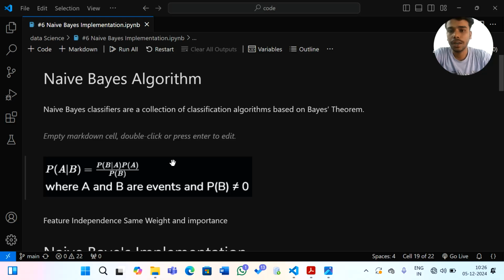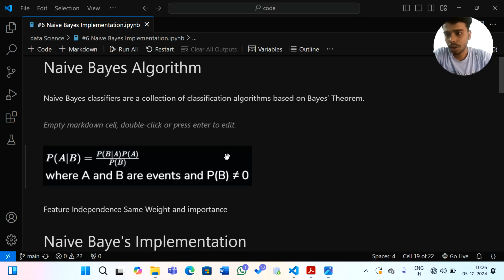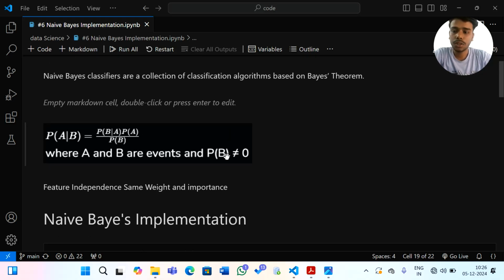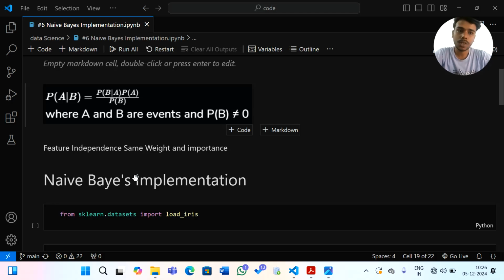Here we also consider that probability of B does not equal 0, and A and B are events occurring concurrently. Two considerations are also taken in this algorithm, that is feature independence. Feature independence means all the independent features in the dataset, on the basis of which we will be classifying, are independent of each other, and the same weight and importance is given to each and every feature.